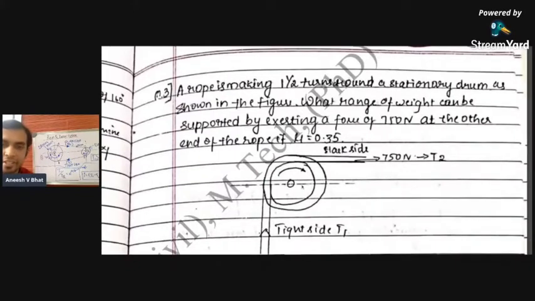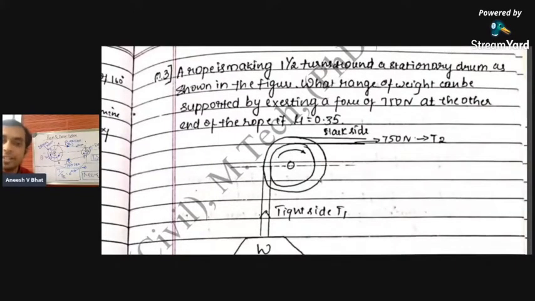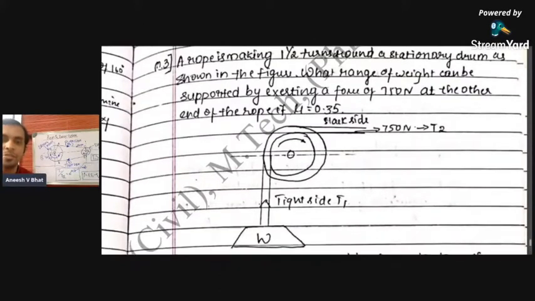And here in the diagram, the pulley rotates in the clockwise direction. And this particular force is given as 750 newtons. So if the pulley rotates in the clockwise direction, the pulled side will be the tight side, and you don't know the tension along the tight side, and the pushed side will be the slack side, and it is given as 750 newtons. And you're supposed to find the value of T1.